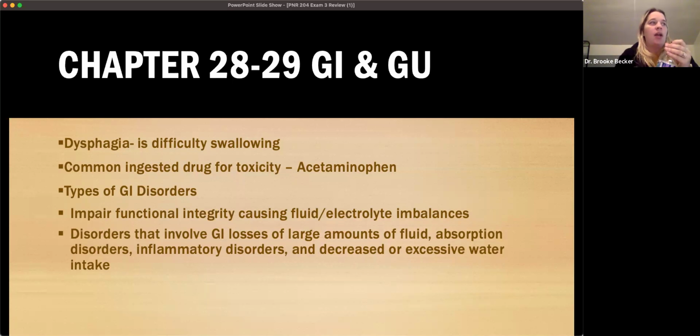So GI disorders, there's usually impaired functional integrity that then causes electrolyte imbalances or fluid imbalances, or there's disorders that involve GI losses, so large amounts of fluid loss, or inflammatory disorders. Decreased or excessive water intake can affect GI disorders as well.